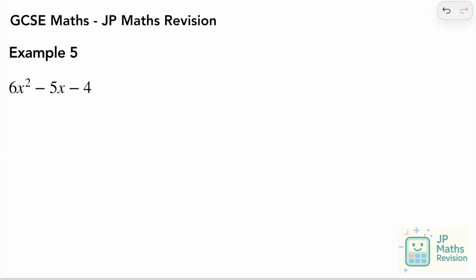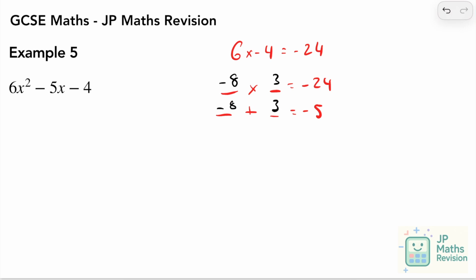And this example here, the same thing. We're going to do 6 times minus 4, so 6 times minus 4 is minus 24. And then we need to think of two numbers that multiply to make minus 24 and add to make minus 5. So in this case, we could have minus 8 and 3. So we're going to rewrite it as 6x squared minus 8x plus 3x minus 4.